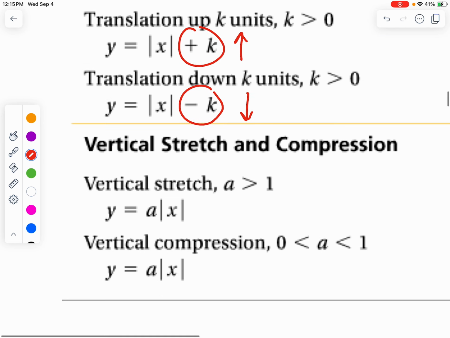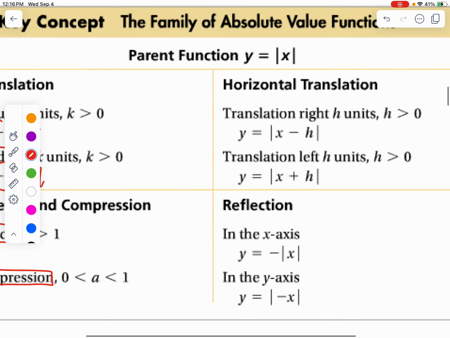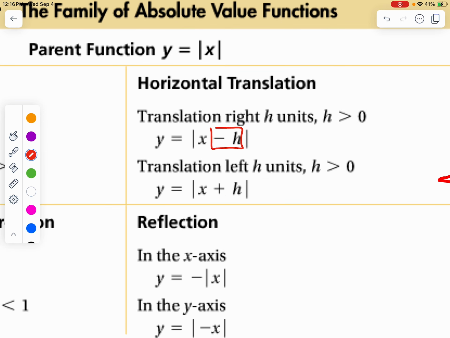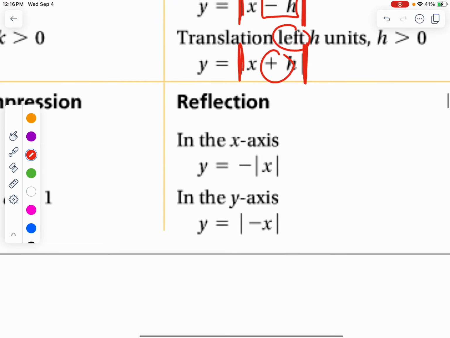We have learned that if the number in the front grows, that is a vertical stretch. We have learned that if the number in front shrinks, that is a vertical compression. We have learned that if there is a minus, a number inside with x, see inside, that's going to go to the right. And if there's a plus number inside with x, that's going to go to the left. So none of that's new. And we have talked about reflection. If it goes from negative to positive or positive to negative, that is reflection.